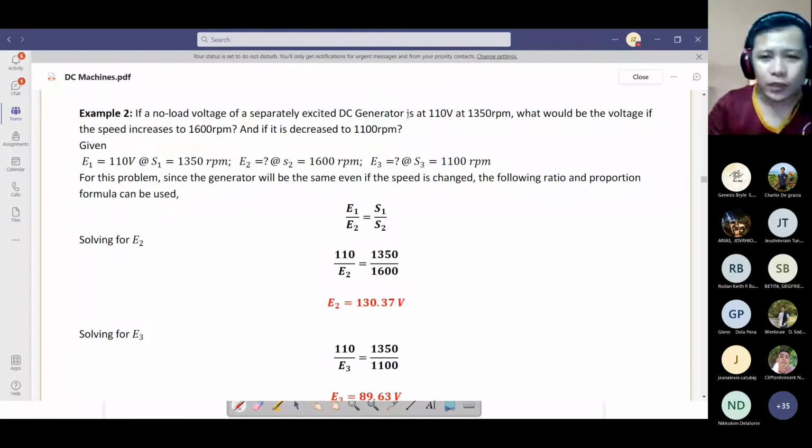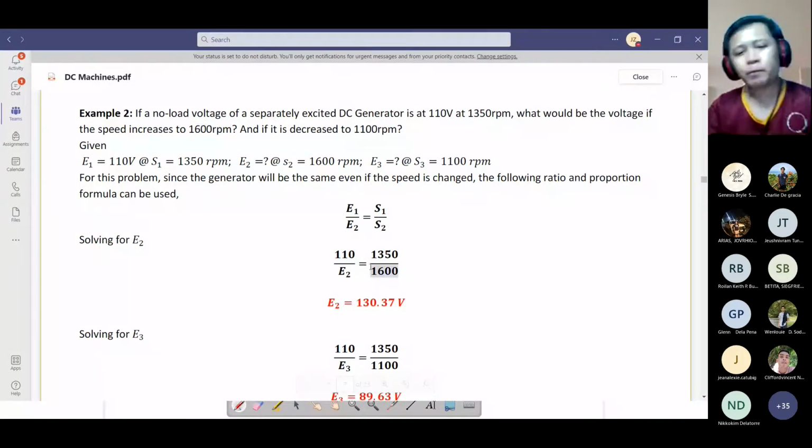So first, for the first scenario and second scenario, you have E1 is 110 volts, speed 1 is 1350. But for the second scenario, you need to determine the voltage if the speed is increased to 1600 RPM. So for this one, you just use your calculator, shift solve, E2 equals 130.37 volts.